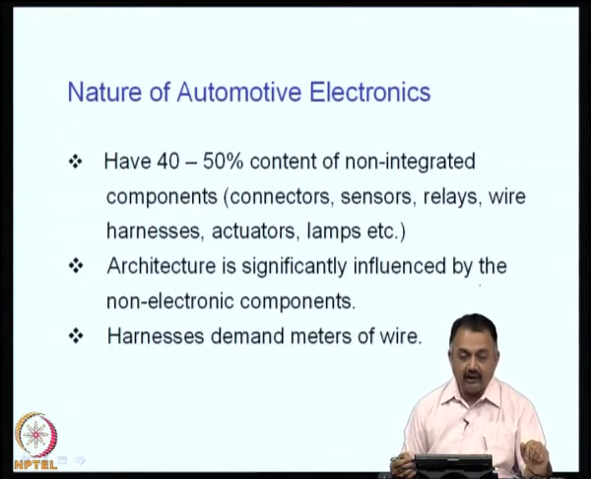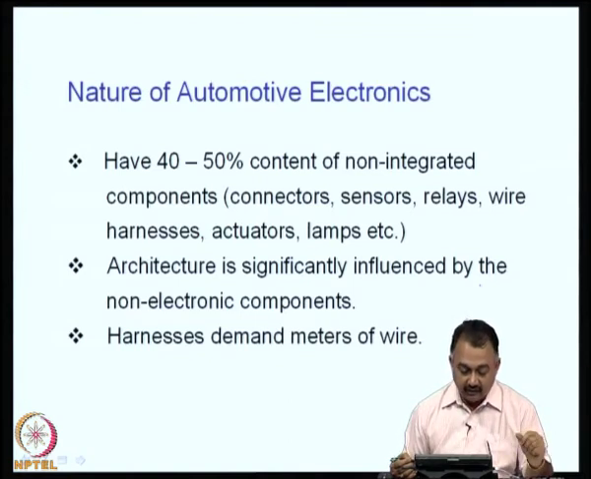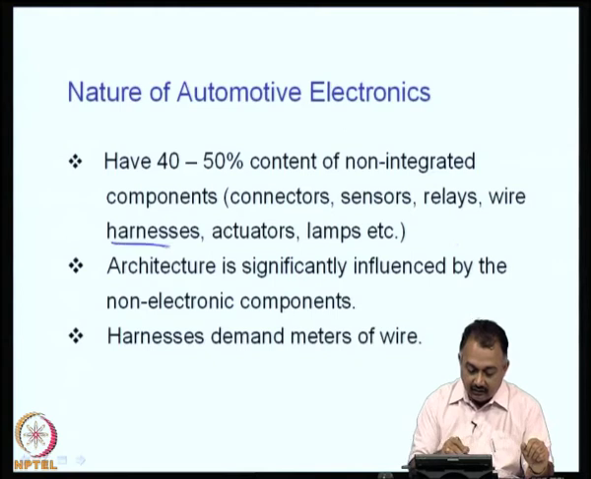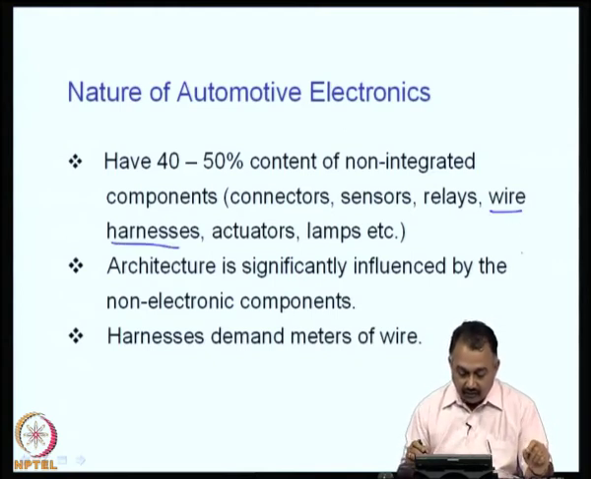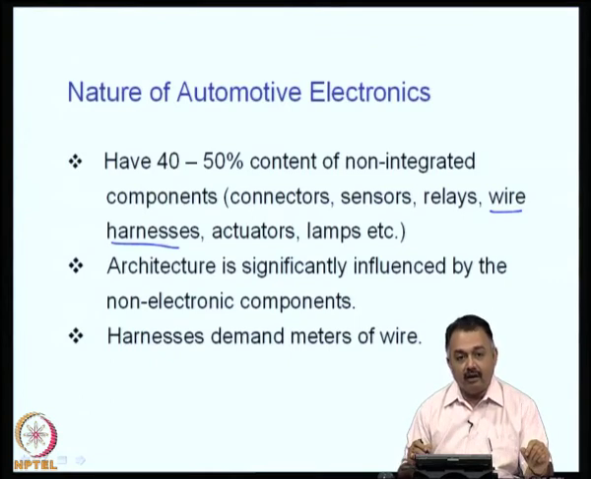As a design engineer, I think you must look into improving technologies in these areas, and these are the current status. They have about 40 to 50% content of non-integrated components like connectors, sensors, relays, wire harnesses. This is going to take a lot of space under the hood and around the car. Actuators, lamps, etc. Architecture is significantly influenced by the non-electronic components.